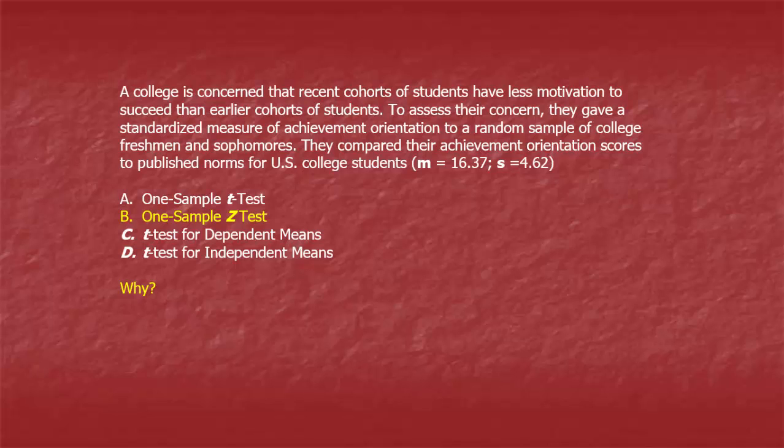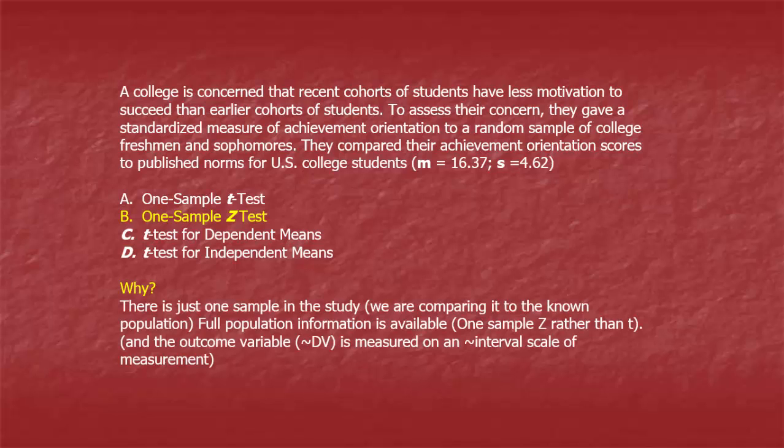So a z-score has to do with a variable being in standard deviation units. That's why, when you have full population information, the standard deviation here, it's going to be the z-test. If there's just one sample in the study, full population information is available. That's why it's the z-test rather than the t-test. And the outcome variable is measured as a continuous variable, measured on an interval scale. This achievement orientation was measured on a continuous scale. Some students have more of it, some less.